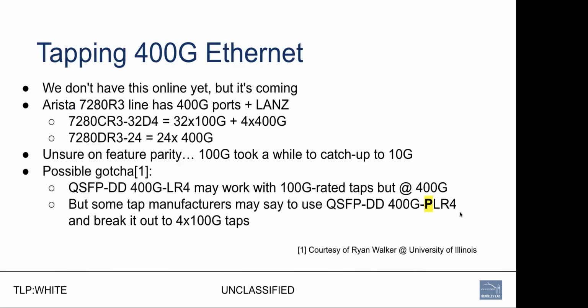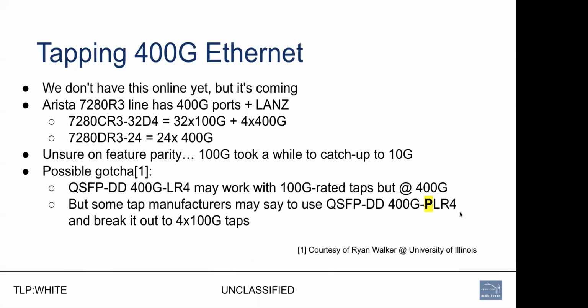Okay, last topic is tapping 400 gig Ethernet. So we don't have 400 gig TAP-AG online just yet. I think we just brought up our first 400 gig peering to ESnet in the last couple of months. But I think we are stepping it down to 100 gig and tapping at 100 gig until we get the 400 gig TAP-AG equipment and taps installed. So there are two models from Arista that we're planning to purchase or have already purchased and are waiting to arrive: the 7280CR3 and 7280DR3.